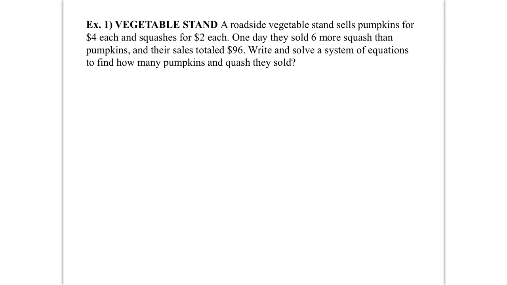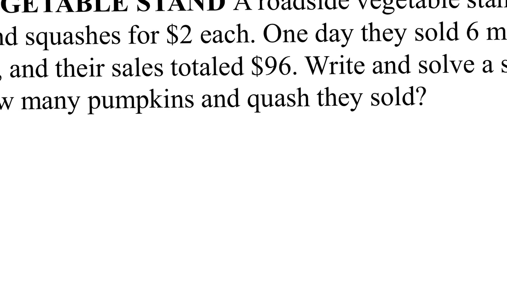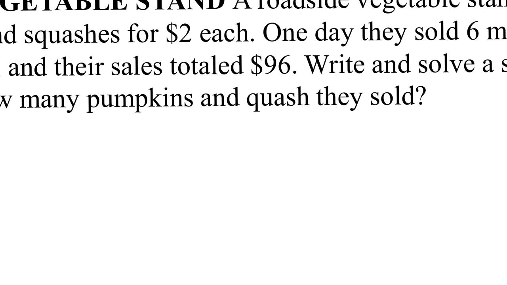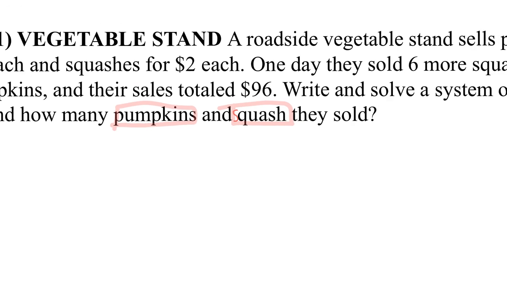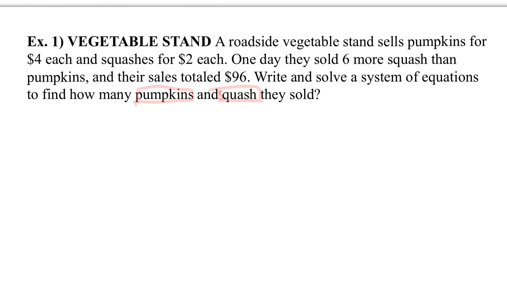One day, this stand sold 6 more squashes than pumpkins, and the total sale, the amount they made that day, is $96. We want to write a system and we want to find how many pumpkins and squashes. Yes, I know we are missing one S, so let me just put the S for squash. S-Q-U-A-S-H, squash, they sold. So let me just highlight what we want. We want to find how many pumpkins and squashes were sold that day. Let's go ahead and use the information that is given to us and let's write down the system.